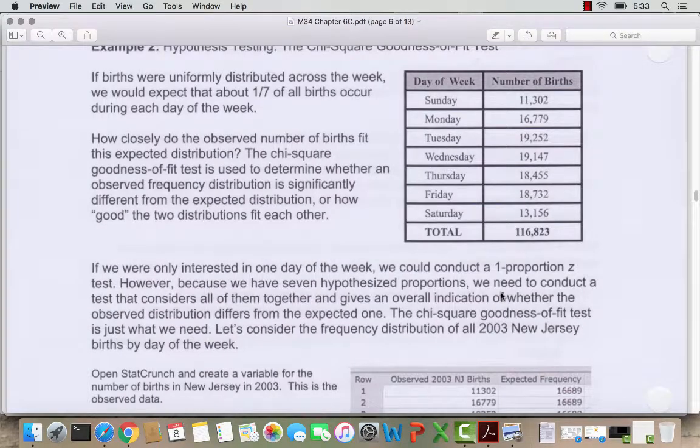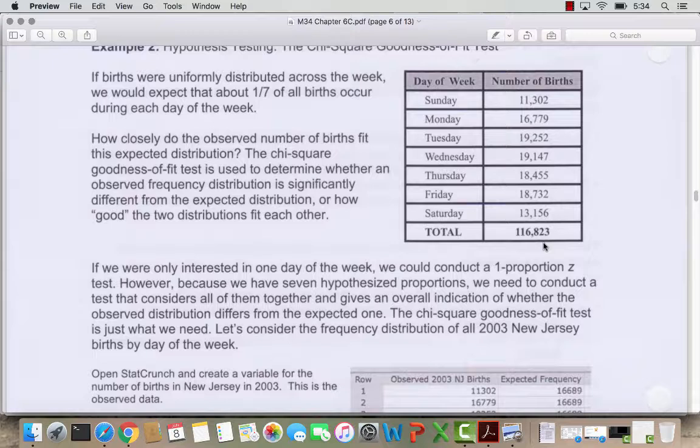So example 2, we're going to look at a chi-square test for the goodness of fit test. If births were uniformly distributed across the week, we'd expect about 1/7 of all births to occur each day. So here is data of births in New Jersey from 2003 for the whole year. There's less people in New Jersey than California, so the total is much less than the California total would be.